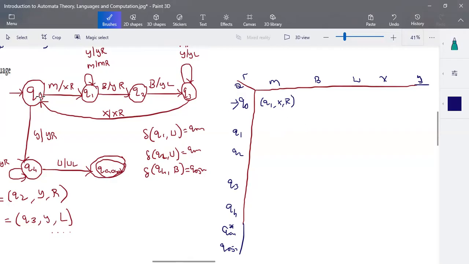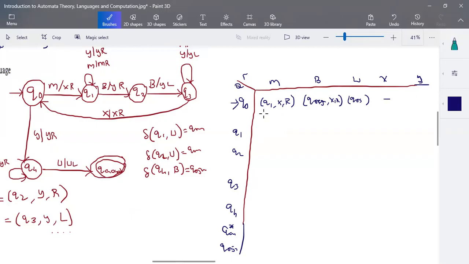Now Q0 when the input is B, you don't have any transition. It might be a rejection state. Initially, when you have only B's in your input, it has to be rejected too, right? So Q0 when the input is B, we go to the Q reject state. Either move right or left, it doesn't matter. And Q0 on the blank is also rejection, Q reject.